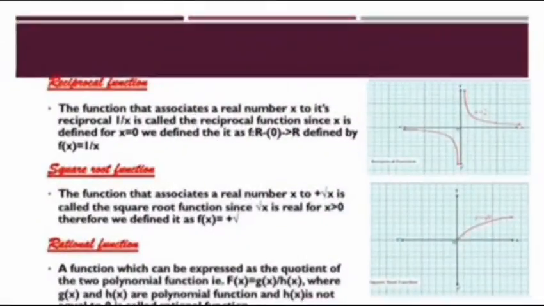Reciprocal function. The function defined by f(x) equals 1 upon x is called the reciprocal function. Its graph is shown in the figure. Square root function. The function defined by f(x) equals under root x is called the square root function. Its graph is shown in the figure. Rational function. A function which can be expressed as the quotient of two polynomial functions, that is f(x) equals g(x) upon h(x), where g(x), h(x) are polynomial functions and h(x) is not equal to 0, is called a rational function.